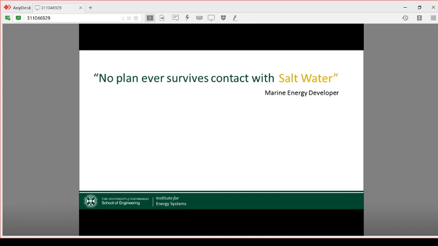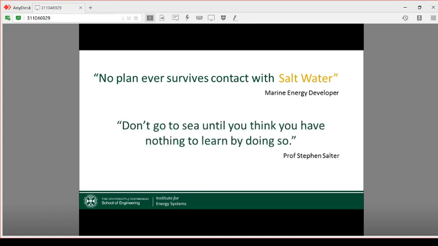We have to be very careful about understanding what's going to happen when we put our machines into the sea and our instruments into the sea. And that leads to the comment that Professor Stephen Salter, the father of wave energy at the University of Edinburgh, who started working on this in the 1970s, said: "Don't go to sea until you think you have nothing to learn by doing so." So I would urge people to make all their mistakes on dry land and behind closed doors and at the smallest scale that you possibly can.